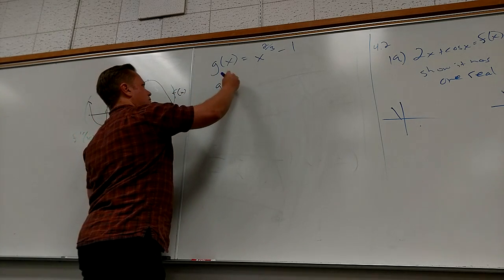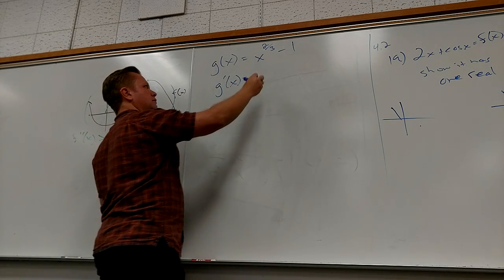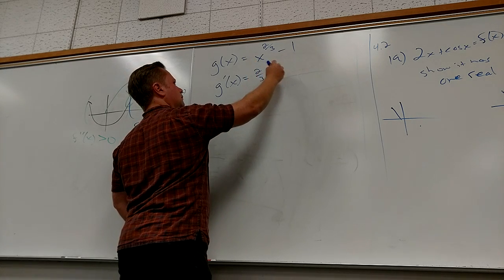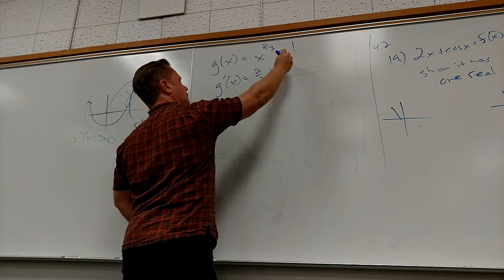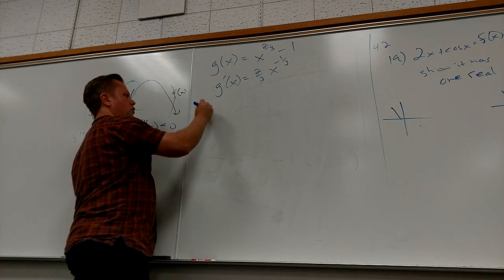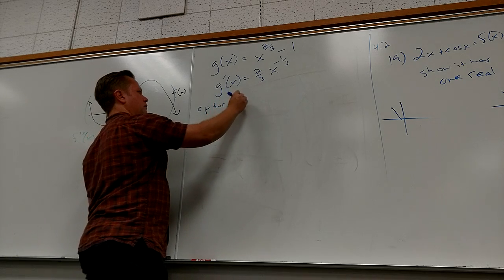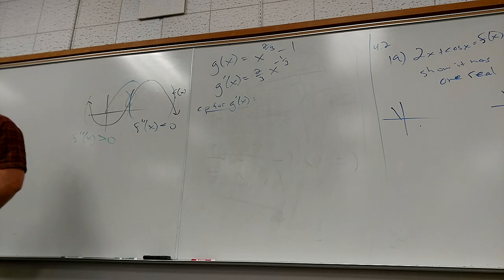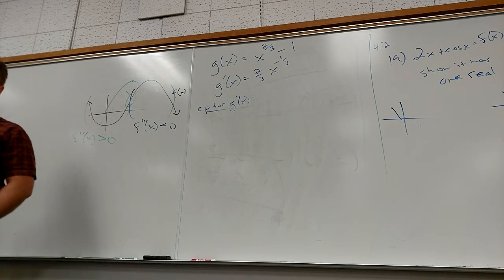What's g prime? 2, 3x, negative 1/3. Right. What are the critical points for the first derivative? Be careful now. Some of you are going to get the right answer for the wrong reason. Is that function ever equal to 0? That function is never equal to 0.